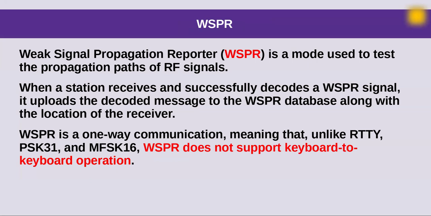WSPR is weak signal propagation reporter. It's kind of like APRS, except it's specifically for weak signal reporting. And there's beacons all around the world that do WSPR. Basically, so you can check what the propagation is. They transmit on different frequencies, they cycle. So if you can pick up a WSPR beacon in Alaska, it says the propagation between you and Alaska is pretty good because they're very weak.